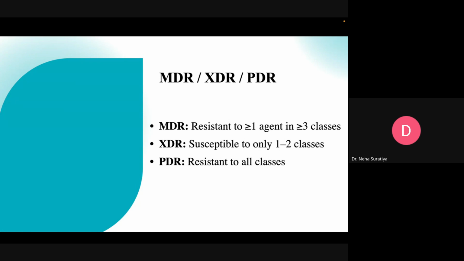So for example, मैं आपको example देती हूँ for your understanding. MDR के लिए example है E. coli. E. coli is responsible for multi-drug resistance, guys, and it is still treatable. ठीक है. XDR के लिए हमारे पास example है Acinetobacter.